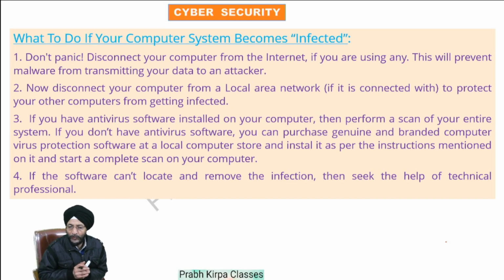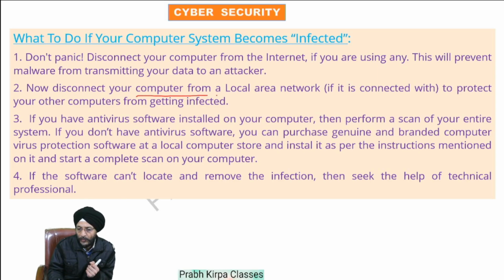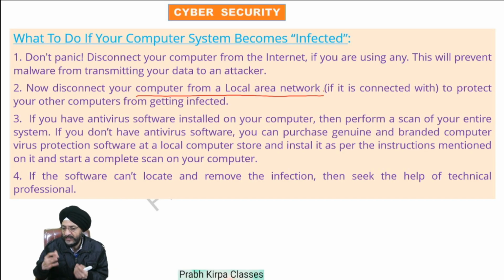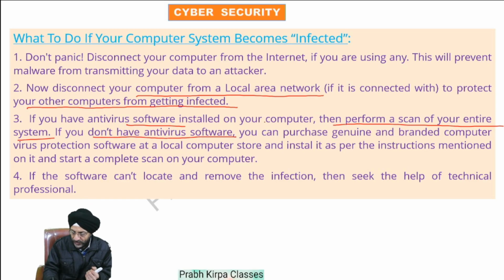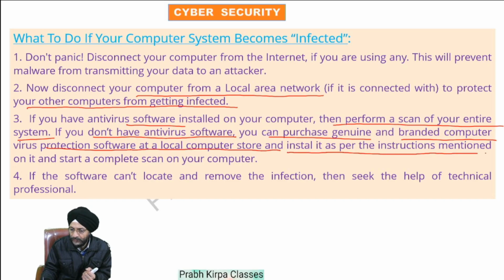What to do if our computer system becomes infected? Don't panic. First of all, we should disconnect our computer from the internet if we are using it. This will prevent the malware from transmitting our data to an attacker. Now, disconnect your computer from a LAN, local area network, if it is connected, to protect your other computers from getting infected. If we have antivirus software on our computer, then we can perform a scan of the entire system. If we do not have antivirus software, we can purchase a genuine, branded computer virus protection software at a local computer store, install it as per the instructions, and start a complete scan on the computer.